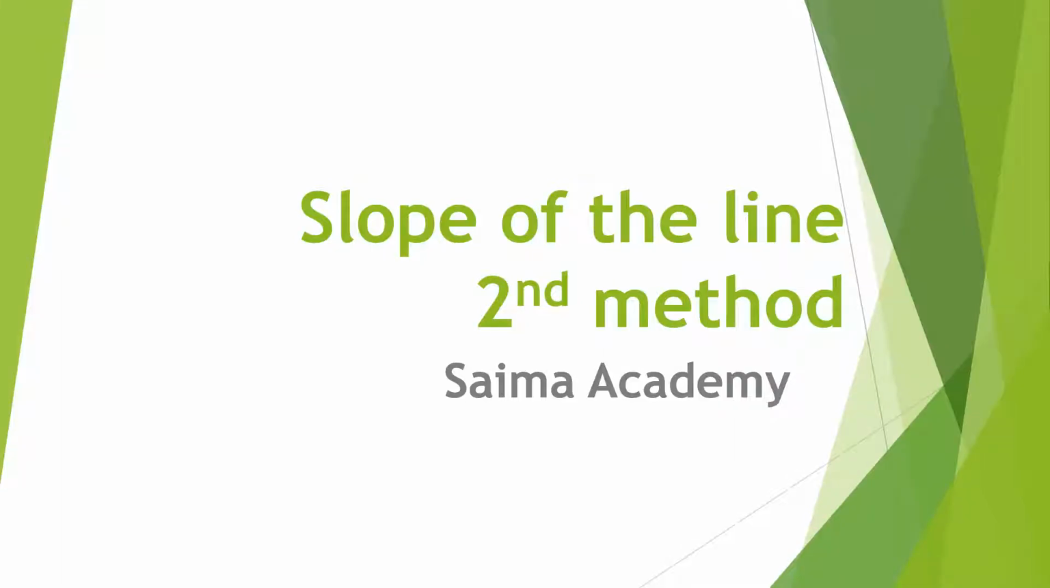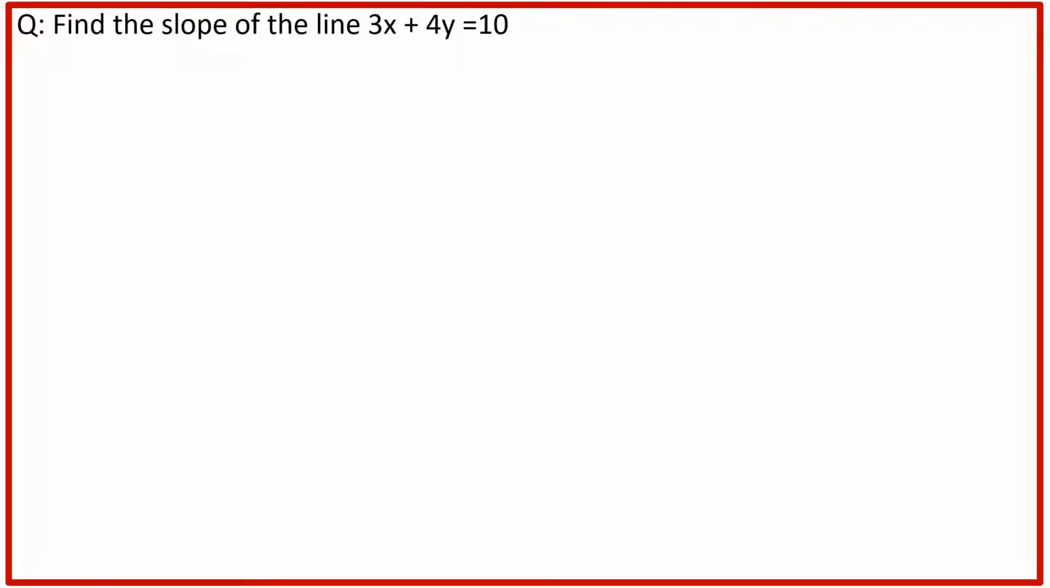In this lesson, I will show you how to find out the slope of the line, and this is the second method. In the last lesson, I explained how to find the slope from the equation of the line. The formula we used was rise over run, (y2 minus y1) divided by (x2 minus x1). It means you have to find the solution sets of this equation, then put in the values of y2, y1, x2, x1 and find the slope.